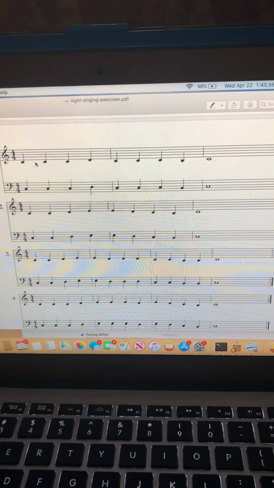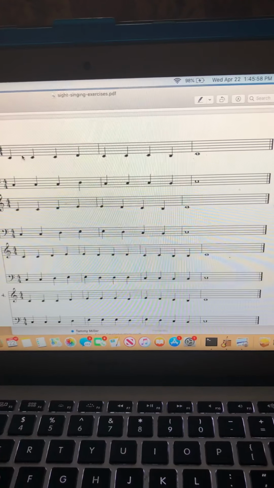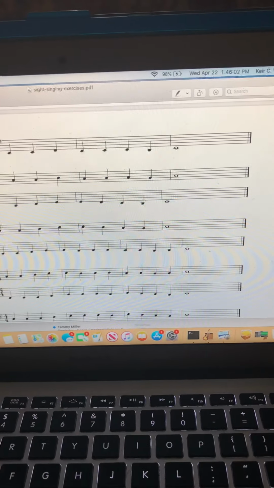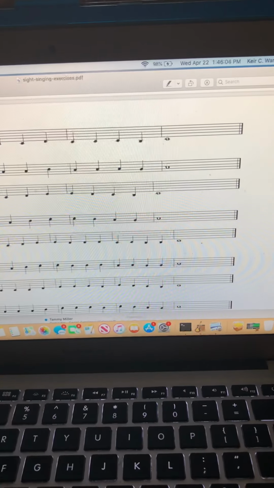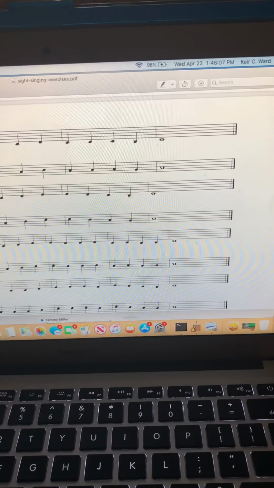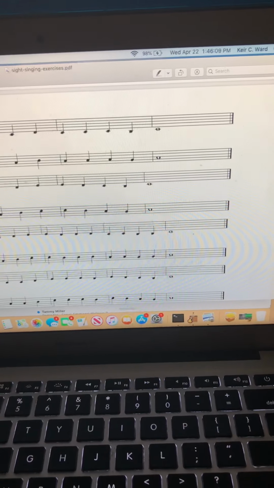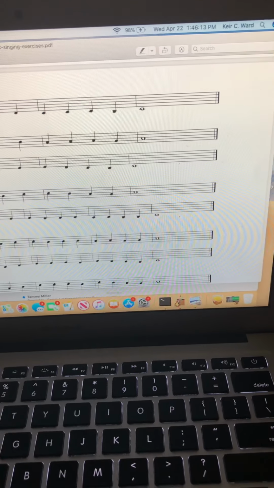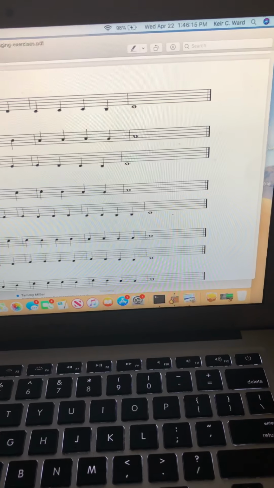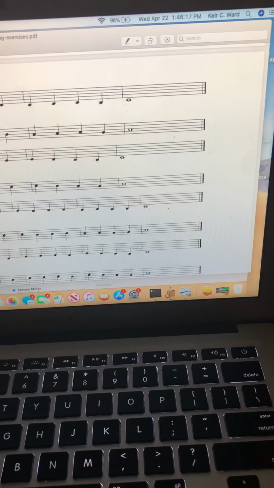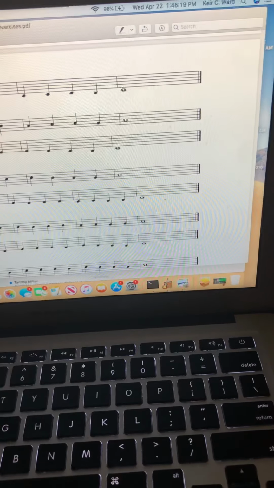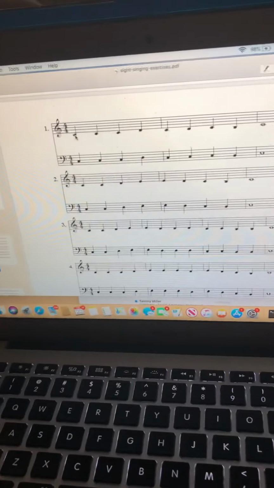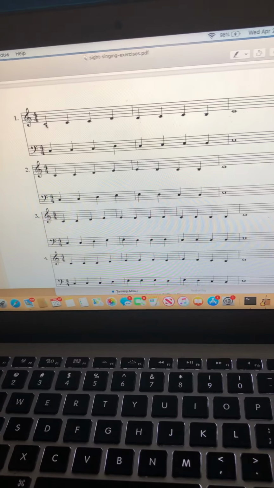In case you don't know the names of the lines and spaces, the lines are E, G, B, D, and F: Every Good Boy Does Fine. And the spaces are F-A-C-E, spelling out the word face. The ledger line below the staff is where middle C sits. So this first note that we get to is middle C.